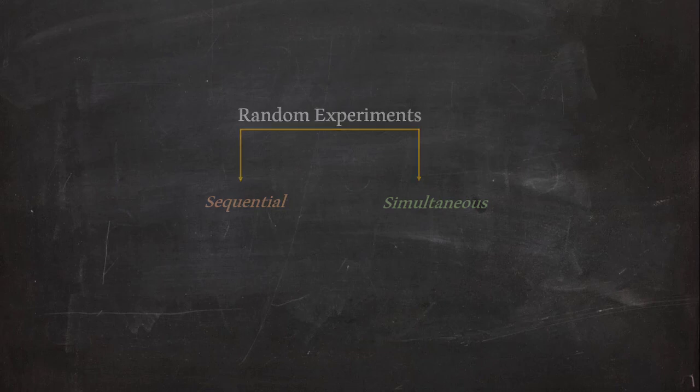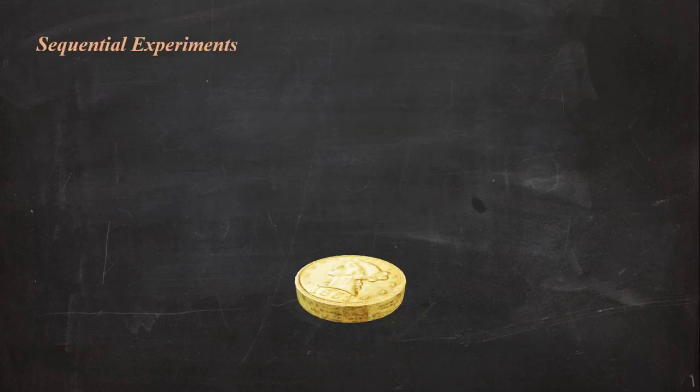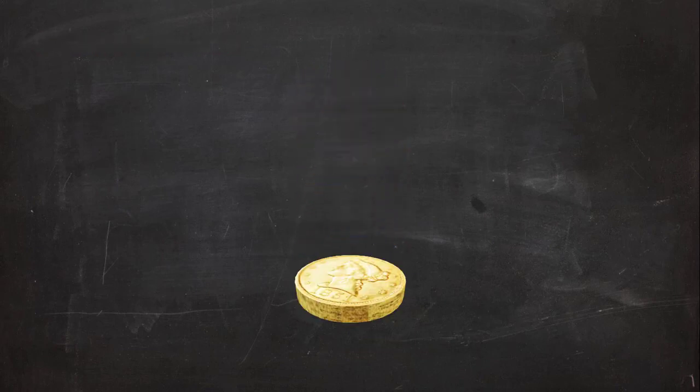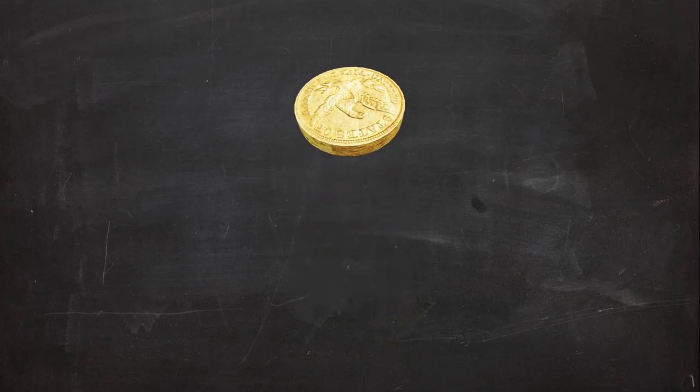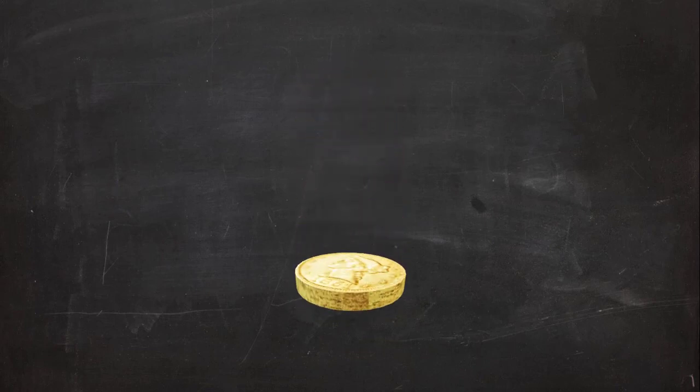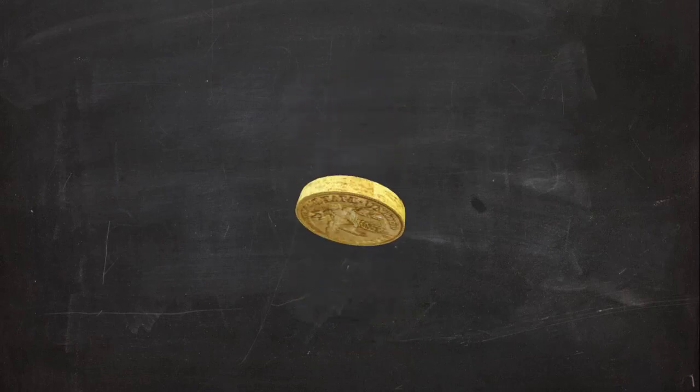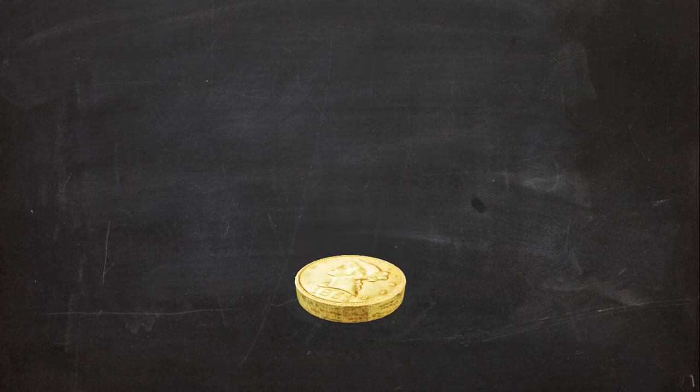Let's have an example of a coin toss. Suppose we have a single coin which we are going to observe through a sequential experiment. In order to sequentially perform the experiment, we have to toss it 3 times. So let's toss it one time, second time, and then the 3rd time. Okay, so this is the sequential experiment in which the same coin is tossed 3 times.